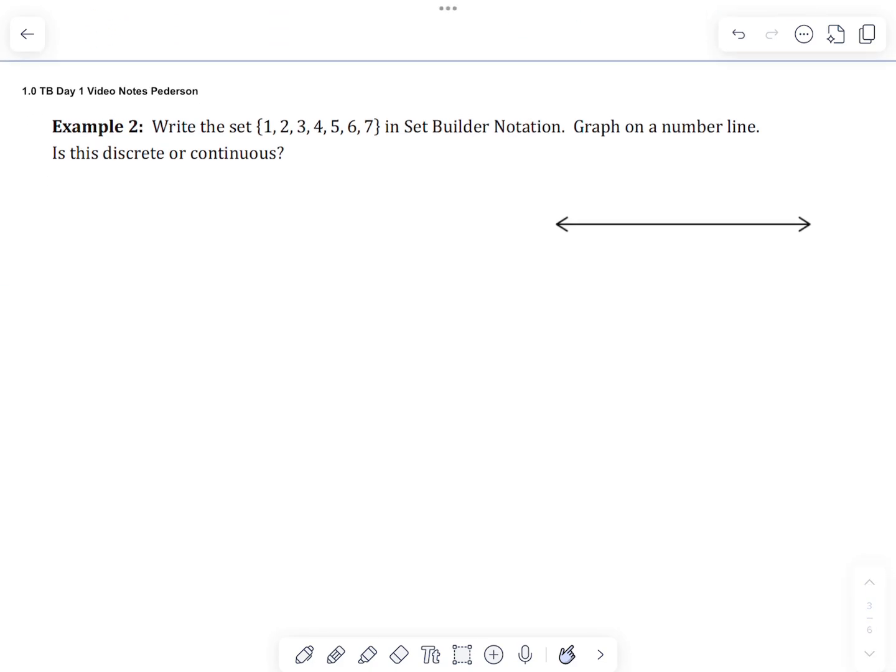Example 2. Write the set 1, 2, 3, 4, 5, 6, and 7 in set builder notation. Graph it on a number line, and is it discrete or continuous? So how we write this in set builder notation is it cannot be written as an inequality. So it is considered discrete because it can't be written as an inequality.